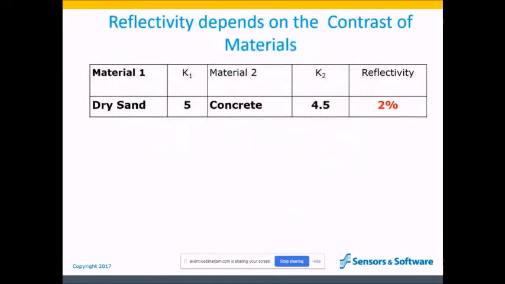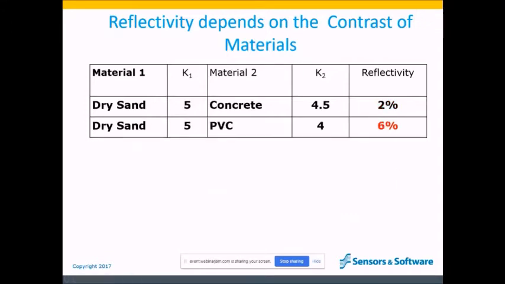Now, let's talk about GPR detecting non-metallic utilities, such as PVC and concrete pipes. Say we have a concrete pipe with a K of 4.5 buried in a dry sand with a K of 5. Even before we do the math, you can see that there's not much contrast, so we can predict that the reflectivity is going to be small. Sure enough, when you do the math from the formula on the last slide, the reflectivity in that situation is 2%. Only 2% of the GPR energy that hits the concrete pipe reflects back to the surface, and 98% of the energy transmits through.